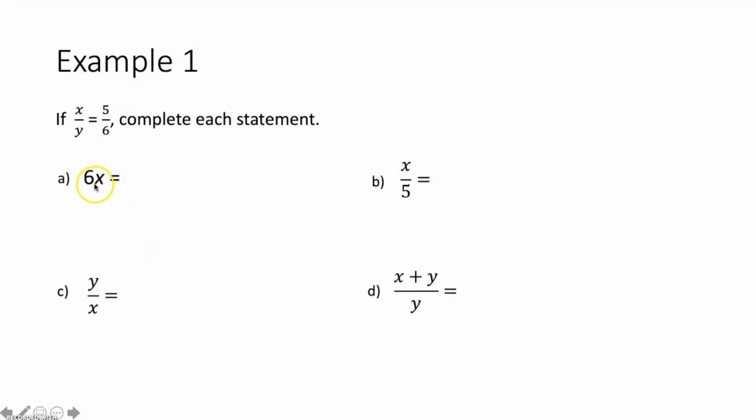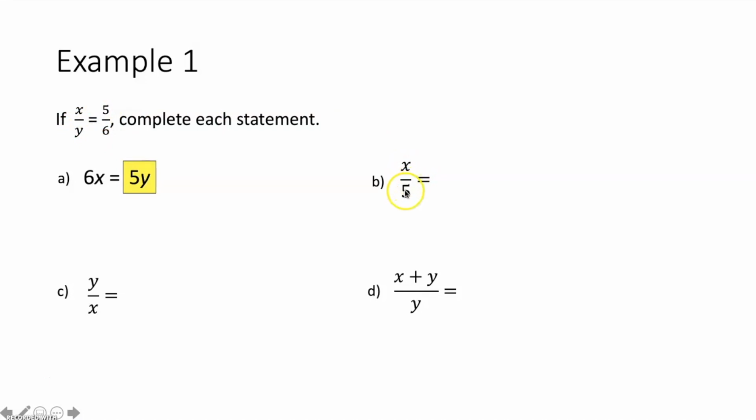So for this first one we have 6 times x is equal to what? So we look up here, how did we get 6 times x? Well, we multiplied across, 6 times x. So this is testing your knowledge of the cross product property. 6 times x has to equal what? Well, it's going to be y times 5, or 5 times y, or 5y.